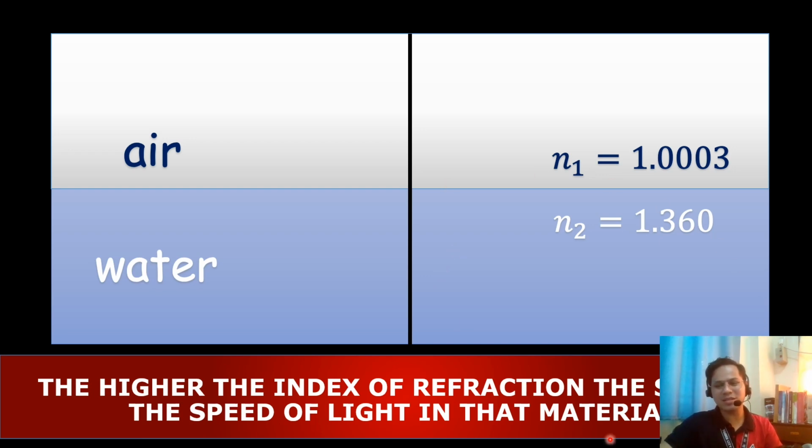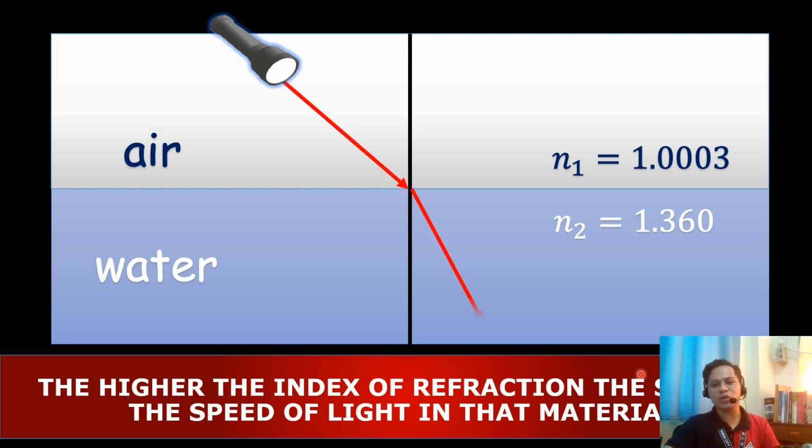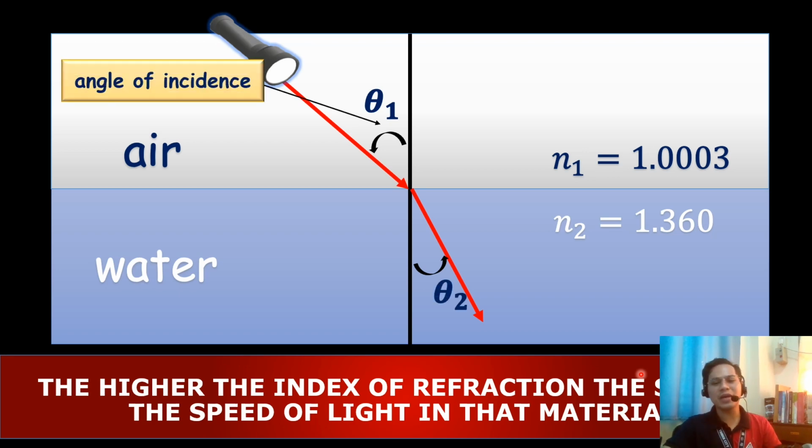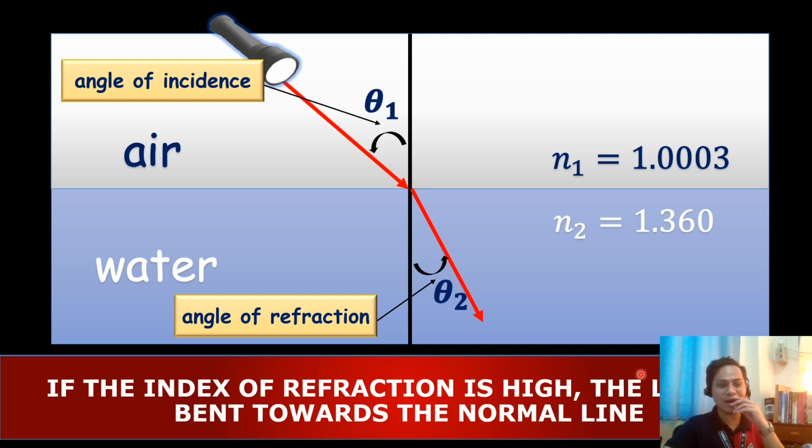So let's read it. The higher the index of refraction, the slower the speed of light in that material. Since water has a higher index of refraction, light travels slower here. If we get a source, for example a flashlight, and turn it on, we can see that the light bends. Theta sub 1 is the angle of incidence, while theta sub 2 is the angle of refraction.